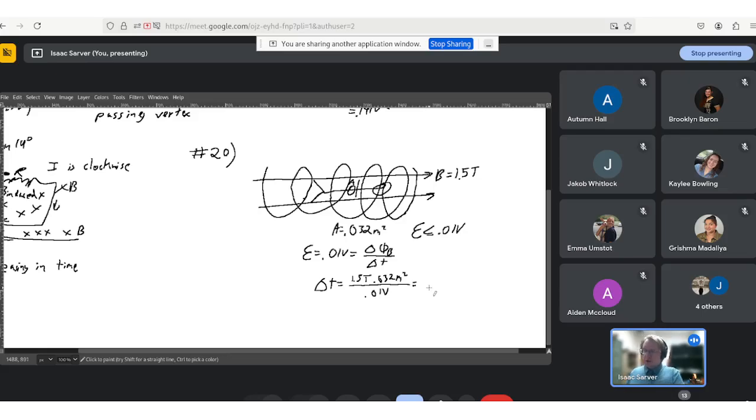All right. 1.5 times 0.032. So that's 0.048 Weber divided by 0.01 volts. And so we get that this is 4.8 seconds.